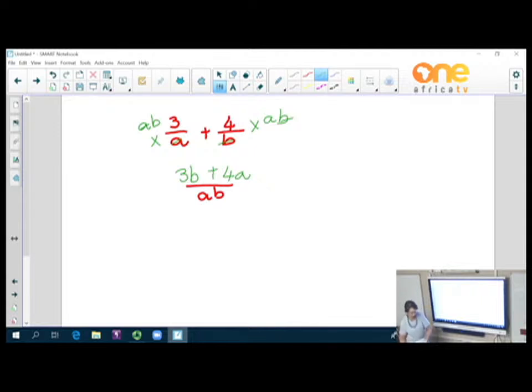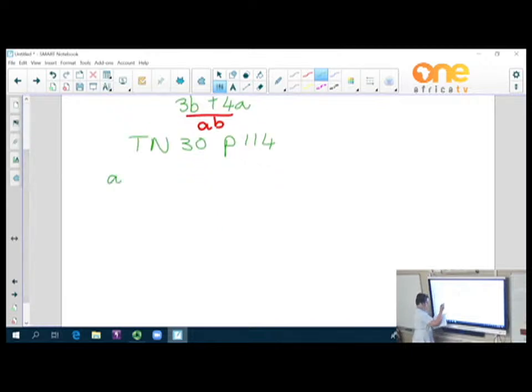So we're looking now at exercise Try Now 30, on page 114. Let's look at number A. It says A/5 plus (A minus 8)/2. So it's addition. The key word here is the LCM. I have to work with my LCM every time. The LCM of 5 and 2 is 10.